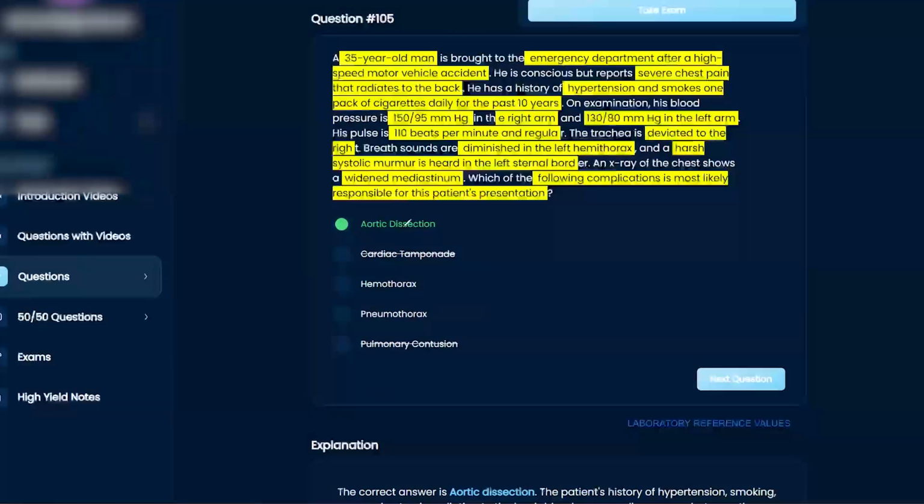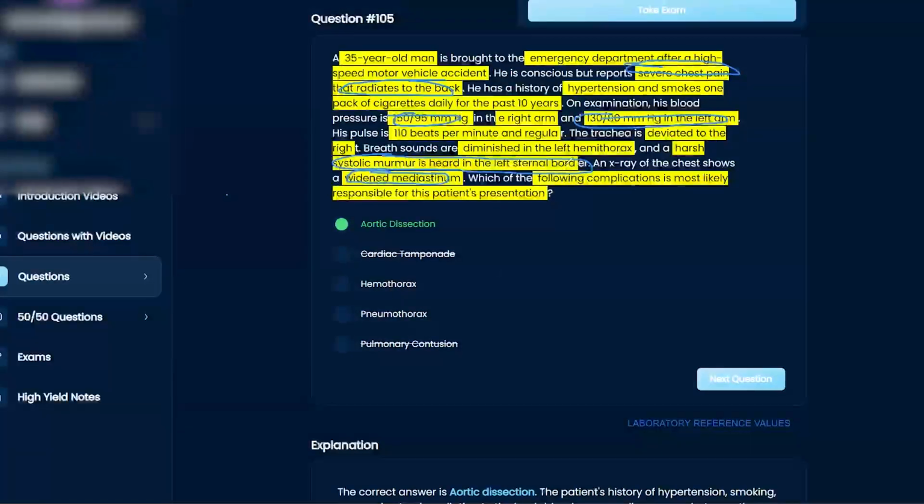Because aortic dissection is going to explain the majority of the information, right? You have a widened mediastinum, right? You're going to have a systolic murmur, right? You're going to have different blood pressures, depending on where it's dissected, right? And then also you're going to have this severe chest pain that radiates to the back, right? Those all fit with aortic dissection.